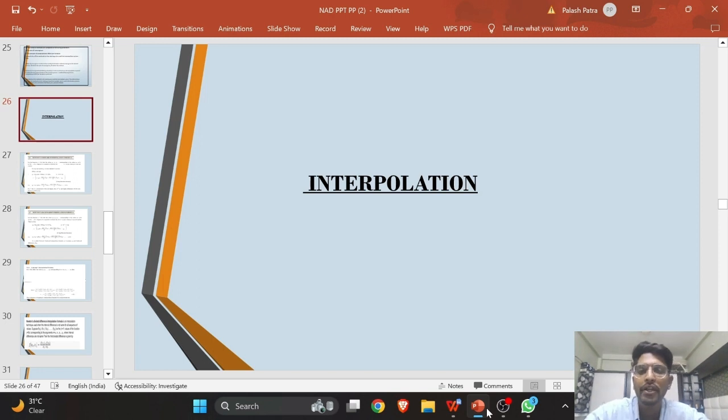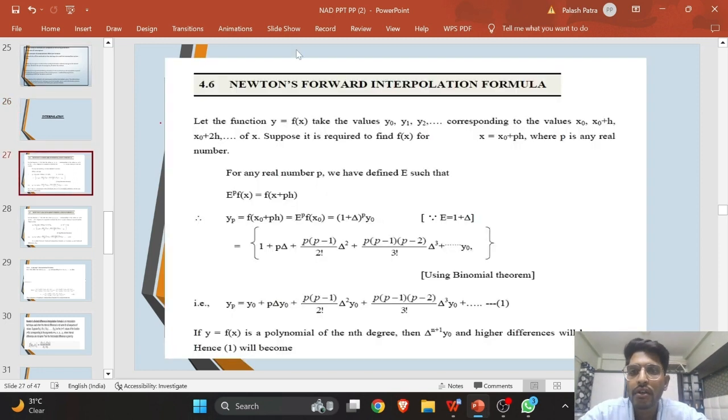The first method here is the Newton's forward interpolation formula. So let's understand the Newton's forward interpolation formula. We have taken a function y equal to f(x), which takes the values y0, y1, y2, and up to yn. Corresponding to y0, we take the value x0, corresponding to y1, we take x0 plus h, and corresponding to y2, we take x0 plus 2h, and so on.